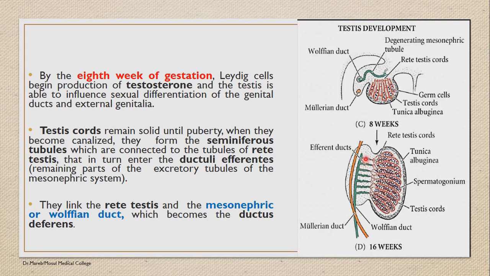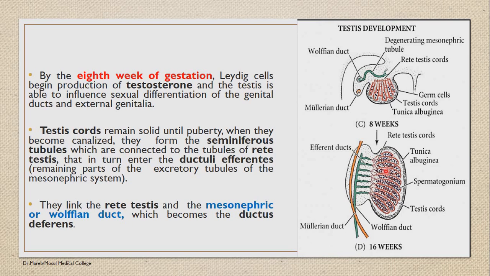Now, the ductuli efferentes connect the rete testis with the mesonephric duct or Wolffian duct, which will become the ductus deferens. Just to remind you, these are the seminiferous tubules, which will become canalized at puberty. The primitive germ cells will become spermatogonia, supported by Sertoli cells, and there are interstitial cells of Leydig, which secrete testosterone.